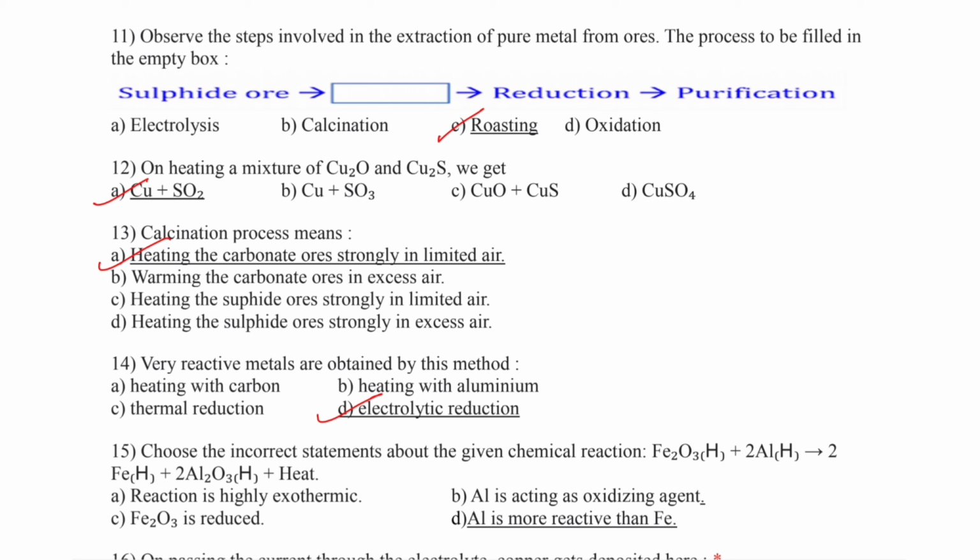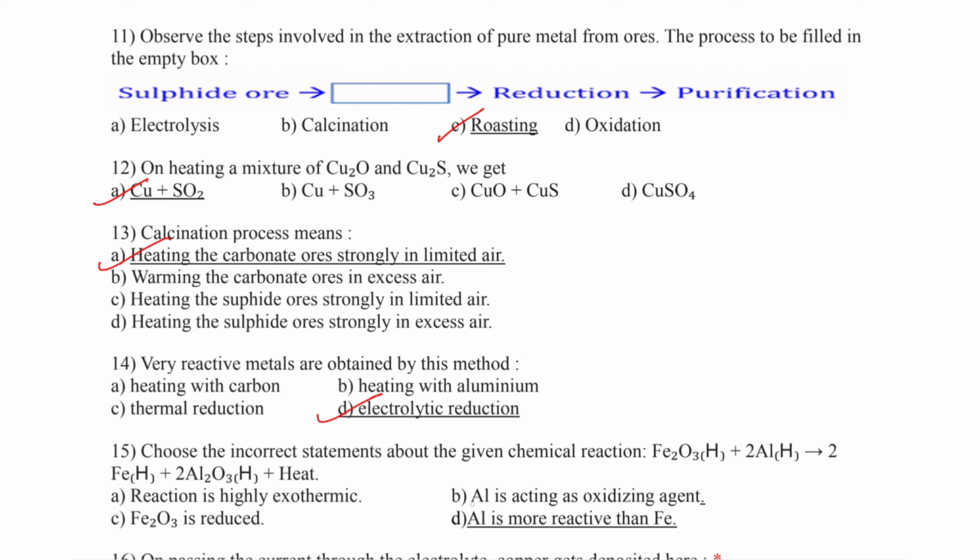Question number 15. Choose the incorrect statements about the given chemical reaction. Fe2O3 plus 2Al gives 2Fe plus Al2O3 plus heat. Option A, the reaction is highly exothermic. Option B, aluminium is acting as an oxidizing agent. Option C, Fe2O3 is reduced. Option D, aluminium is more reactive than iron.